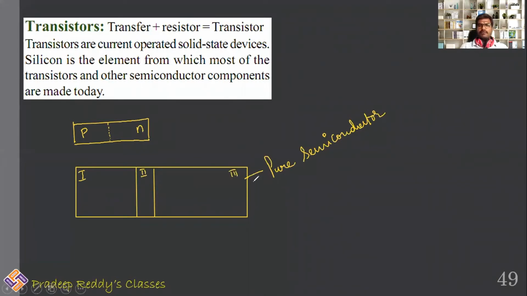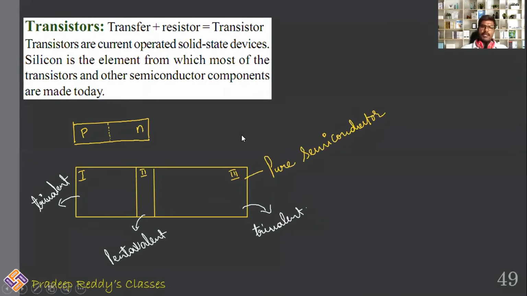Okay, I have made it into three regions, and I will now dope the first region with trivalent impurities, the second region I can dope with pentavalent impurities, and the third region I can dope again with trivalent impurities.